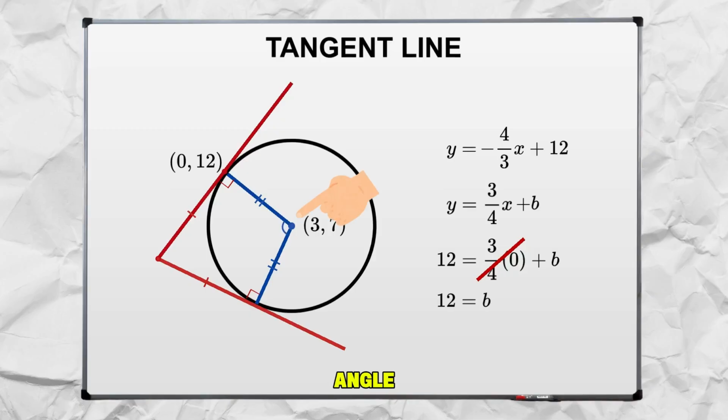And this blue angle and this red angle are going to add up to be 180 degrees, because these two right angles are 180, and we know the angles in this quadrilateral are going to add up to be 360. So the remaining two angles are going to be 180 as well.